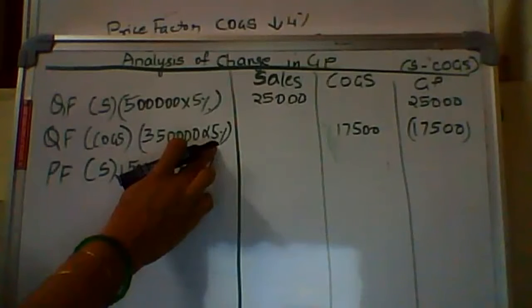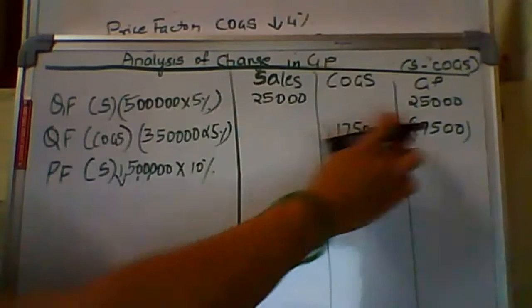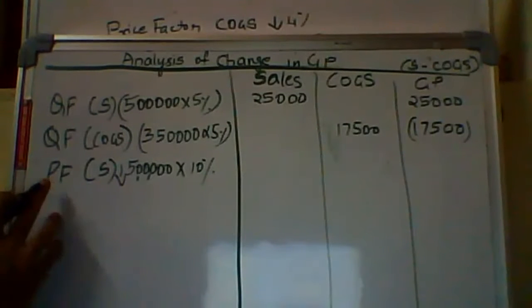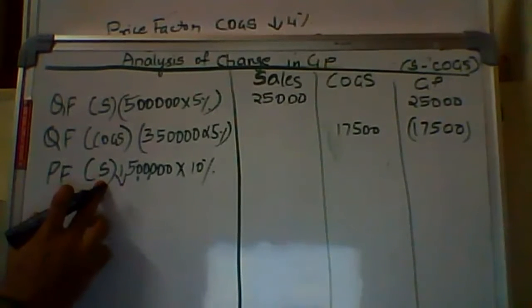Okay, next. Now I'm taking the quantity factor on cost of goods sold. 3,50,000 into 5%. That is giving how much? 17,500. So I am putting in gross profit 17,500. Now I am going to the price factor. Price factor on what should I do? Now I should do it on sales.